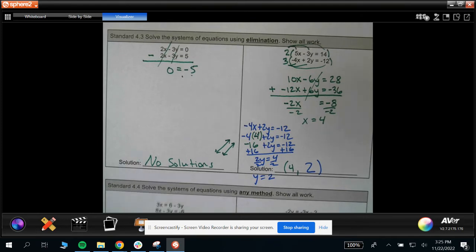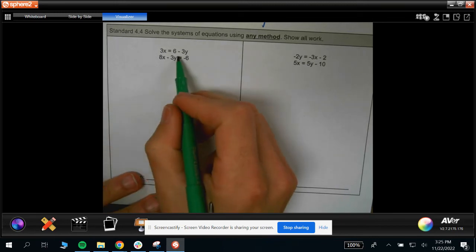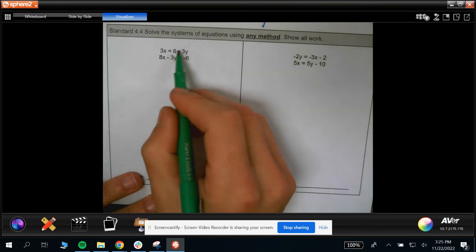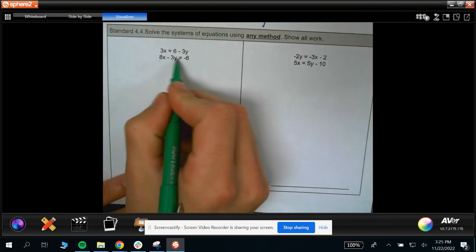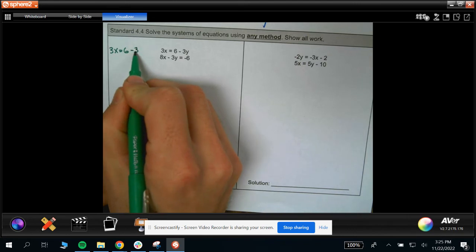All right, let's move on to 4.4. Now in level 4, standard 4.4 here, you can use substitution or elimination. The choice is up to you. So I'm going to decide this first one. I think I'm going to rewrite this first equation to make it the same setup as this and then use elimination. So I've got this, 3x equals 6 minus 3y.